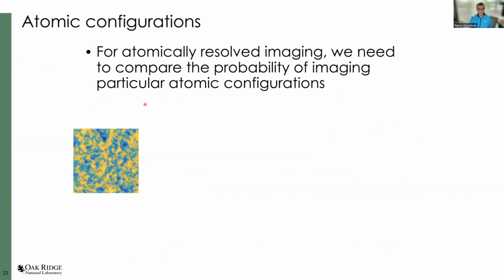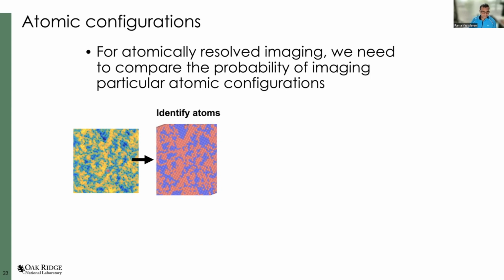We need to make sure that after fitting, we cannot distinguish samples coming from either one of these distributions. So for atomic resolved imaging, again, as I mentioned before, we need to compare the probability of imaging particular atomic configurations. Every time we image, we're going to get a slightly different region of the sample. So we don't necessarily want to match all the atomic configurations themselves. That'll be too many, of course. But what we want is to find the probability of finding a particular atomic configuration in a particular image. That's something that we can absolutely compute.